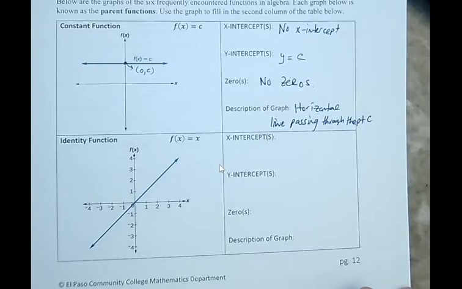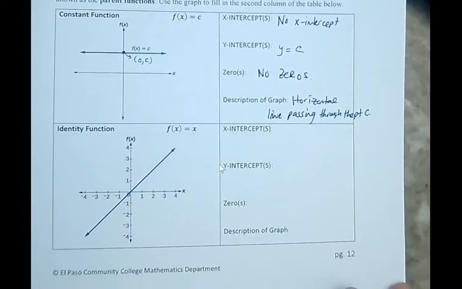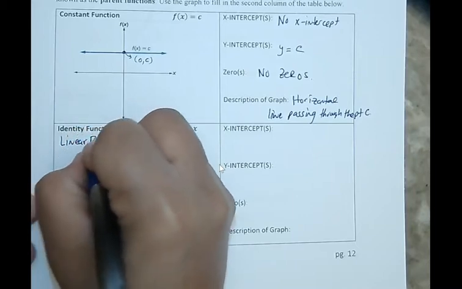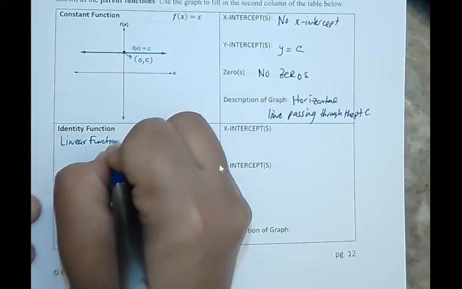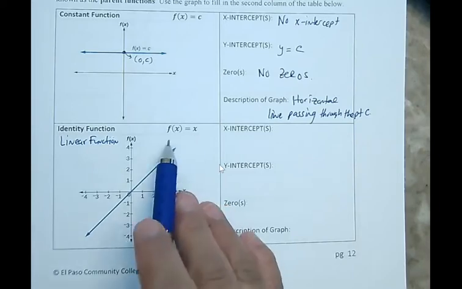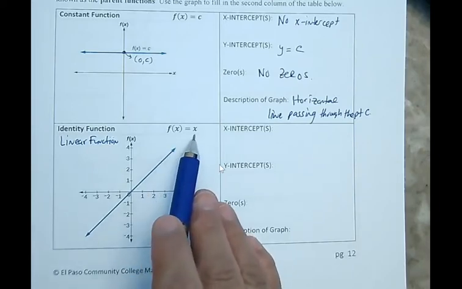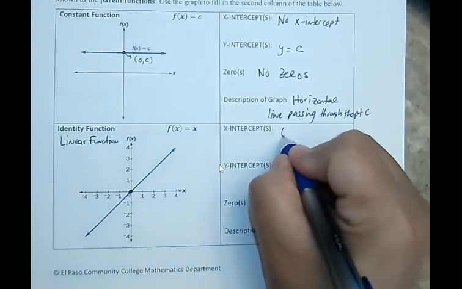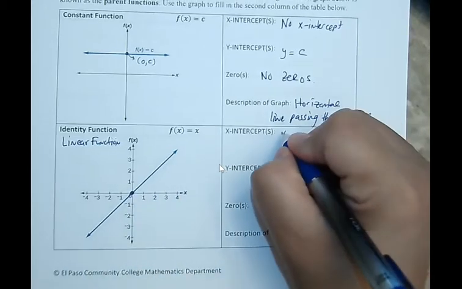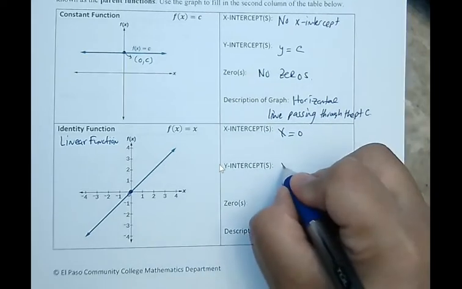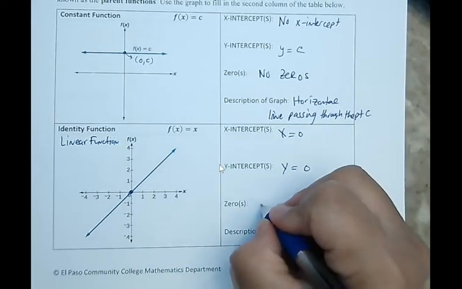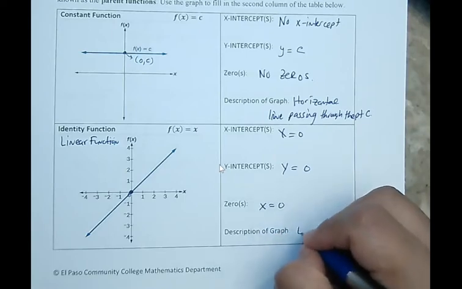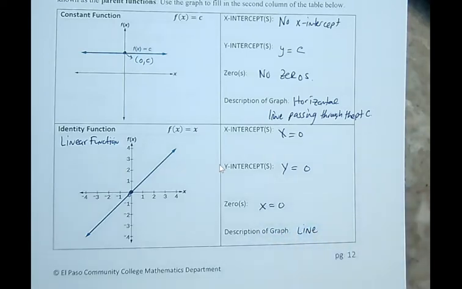So the next graph is called the identity function, but we also call it the linear function. Okay, so the equation is f of x is equal to x. The x-intercept here is at 0, 0, and the y-intercept is also at 0. So the zero is going to be x equals 0. And the description of the graph here is that it's going to be a line.